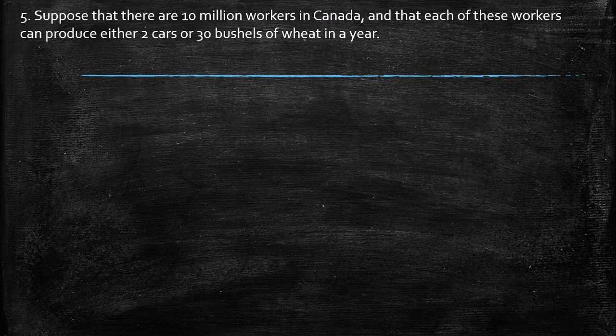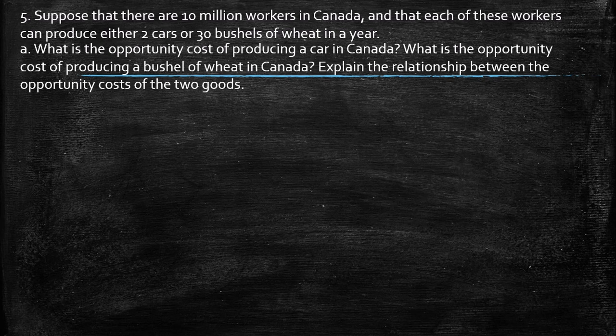The fifth point. Suppose that there are 10 million workers in Canada, and that each of these workers can produce either 2 cars or 30 bushels of wheat in a year. So in this case, what is the opportunity cost of producing a car in Canada? What is the opportunity cost of producing a bushel of wheat in Canada? Explain the relationship between the opportunity costs of the two goods.